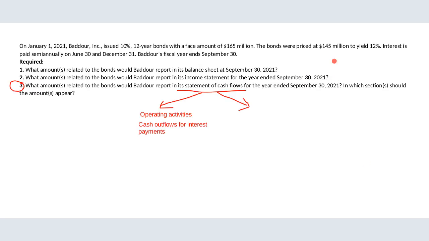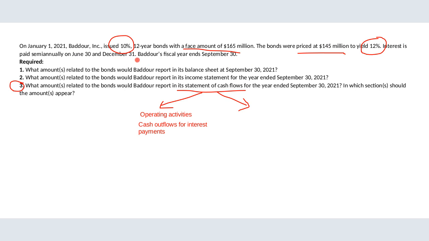And we still have time. Okay, so let's do this one. Yay. All right. So we were given the face amount of the bonds, the issue price of the bonds. The stated rate is 10%. The market yield is 12%. Therefore, we are going to have a discount. We can see that by the difference between the face amount and the price. Interest is paid semi-annually on June 30 and December 31st.